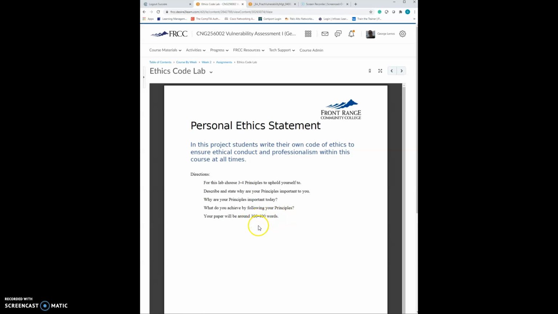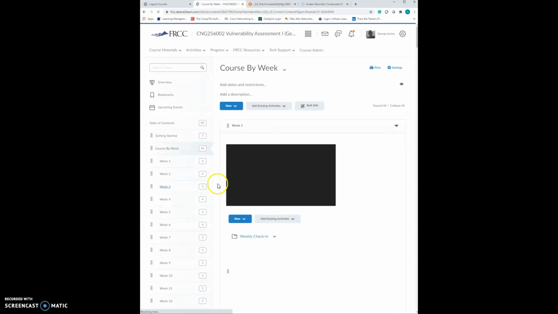It should be 300 to 400 words, I think we're looking at a page and a half. Give 3 to 4 principles you're going to hold yourself to. Make sure that these principles resonate with you. Why are they important today, and what will you achieve from following these principles? Because once again, it's easy to say, you know what, I want to see what this network's capable of when I'm sitting here at the coffee shop, and that's essentially launching an attack against that network. It can be viewed as launching an attack against that network.